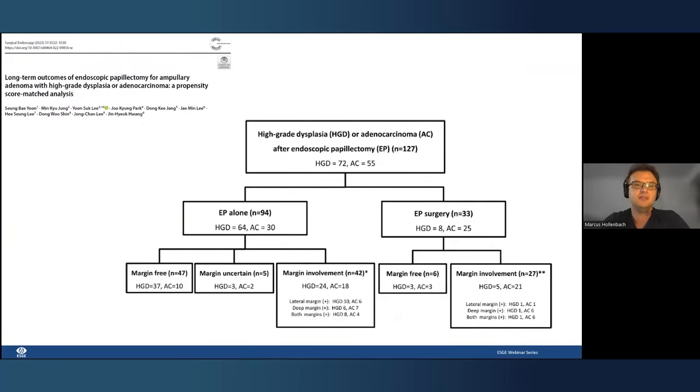So regarding the carcinomas, this is still a matter of debate if the patients with an ampullary carcinoma should undergo an attempt for an endoscopic resection or should directly go for surgery. And in this study, they analyzed more than 100 patients with high-grade dysplasia or adenocarcinoma, and they either received an endoscopic papillectomy alone, if feasible, that means in T1 cancers, or they go for an additional surgery.